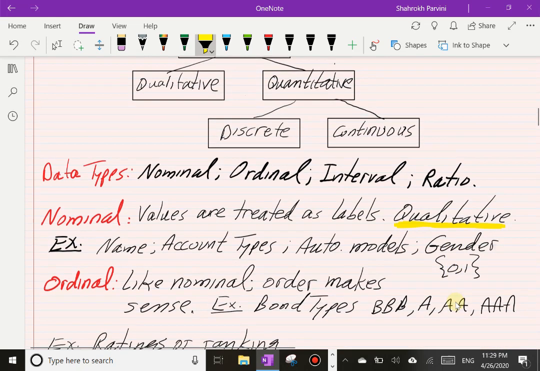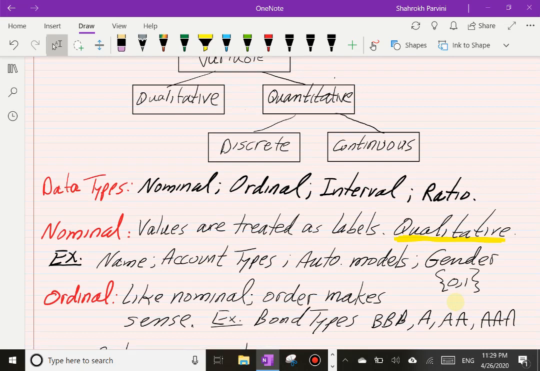The ordinal data, ordinal is like nominal, except order makes sense now. That's why they're called ordinal. So for example, look at the bond types I have. I have triple B, and then I have A, double A, triple A. These are, let's say, the bond ratings. So I guess it makes sense that the triple A rating bond has a higher value than the triple B bonds, okay, for a certain company or corporation.